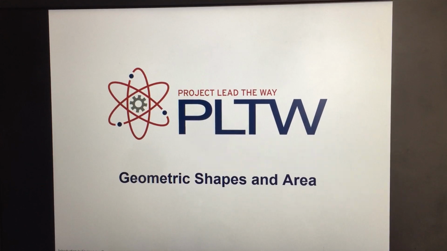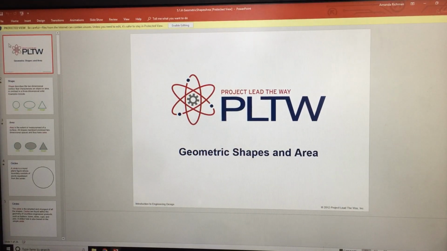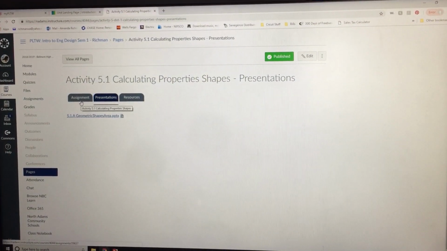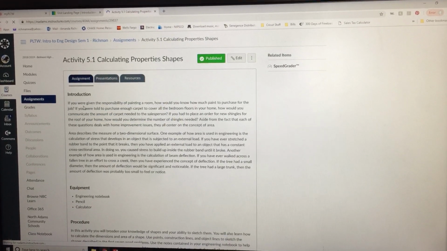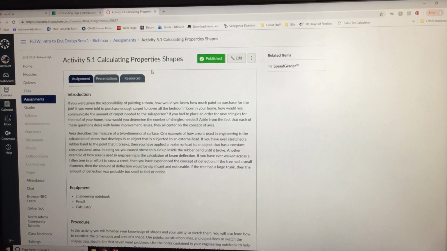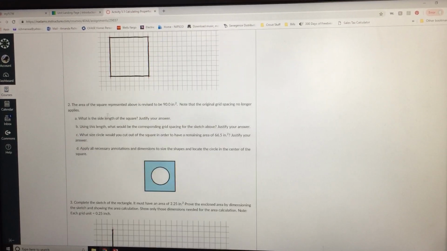We are now in Unit 5, and this is Activity 5.1, calculating properties of shapes, my bad. This is going to be completely done in Canvas, so you do not need to get into my PLTW for this assignment. From the home page, you'll go to course content, and then Unit 5. Underneath Unit 5, it is Activity 5.1, calculating properties of shapes. This here is the assignment, okay?